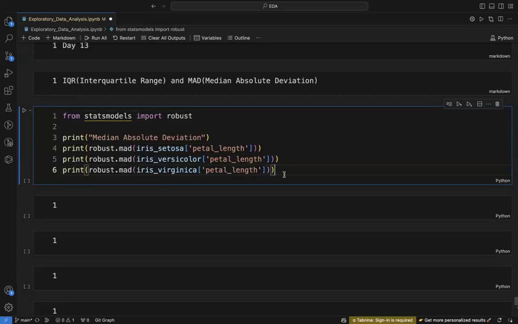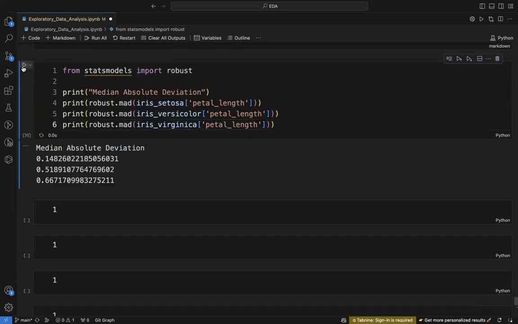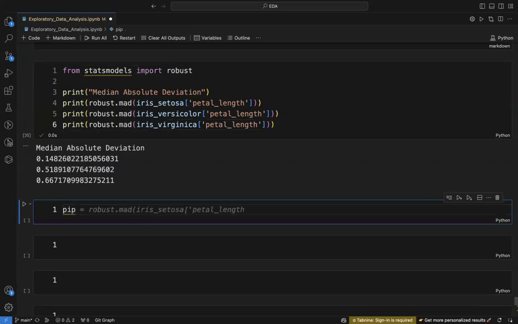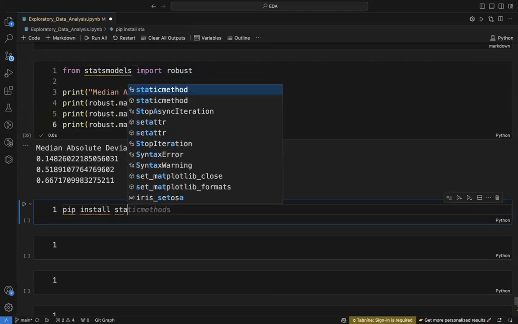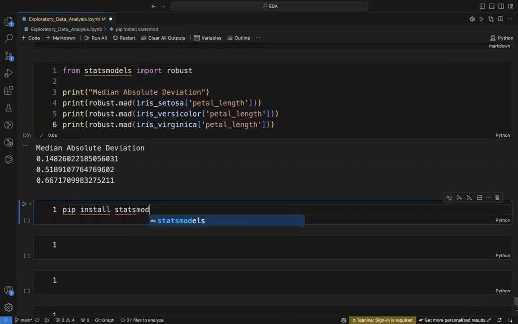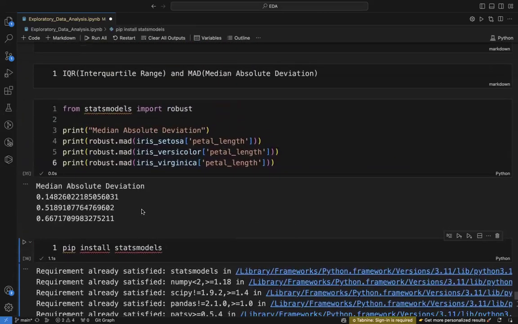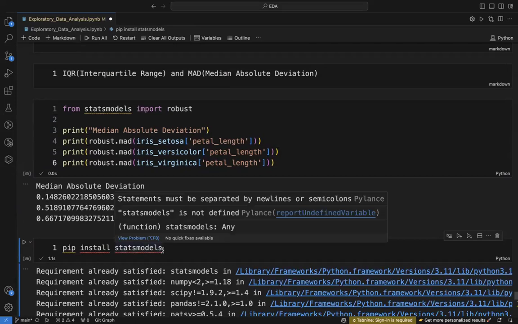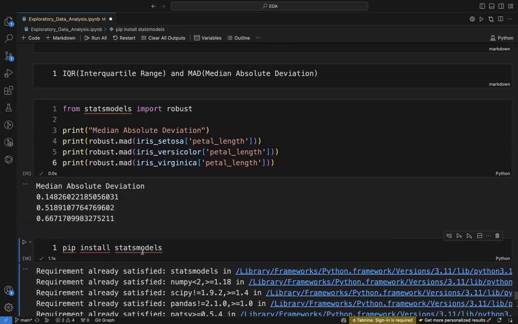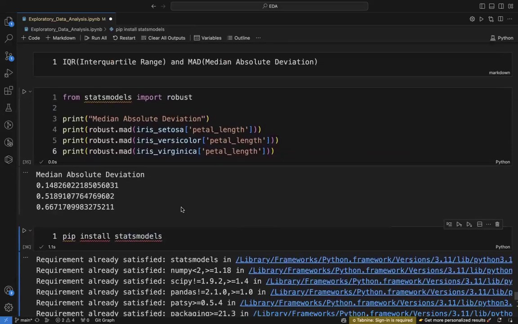Now my code is ready. Let's first run this code. Fine, so I am getting the median absolute deviation. If on some of your systems this stats module is not working, what you can do is write pip install statsmodels. If I run this, I will get requirement already satisfied. But if some of you have not installed it, first do pip install statsmodels, then run this code. It will work fine.